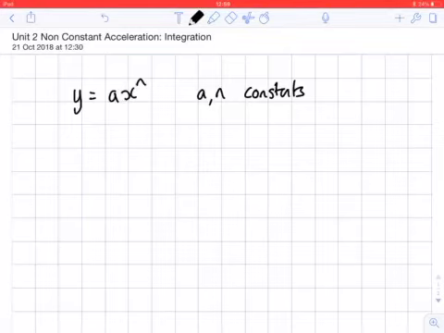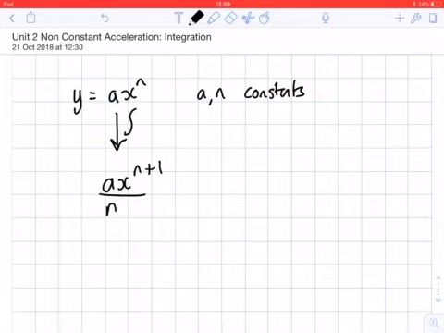So in this video, I'm just going to give you a brief overview of integration. Obviously, from our non-constant acceleration video notes, we know that integration is the opposite of differentiation. So if I was going to integrate my function ax to the n, I use my integration symbol, which is the elongated s, and my outcome would simply be ax to the n plus 1 over n plus 1. In other words, we add 1 to the power and divide by that new power.